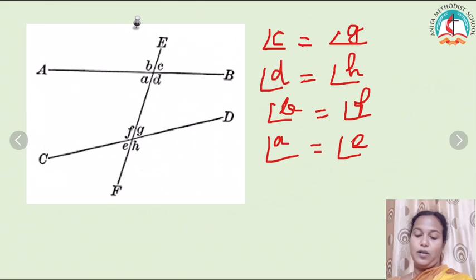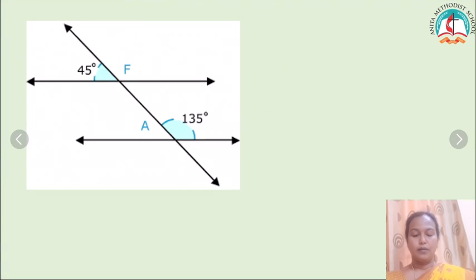Now, we will take another example. If you see here, they have given this as 45 and this as 35 degrees. And we have to find out what F is and what A is. We have learned that corresponding angles have the same measure. Corresponding angles are equal.